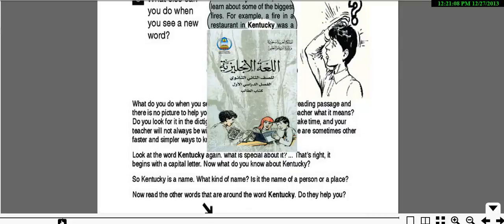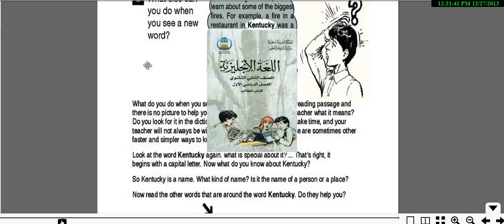What do you do when you see a new word like Kentucky in a reading passage and there is no picture to help you? Do you immediately ask your teacher what it means? Yeah, that's possible for me. Do you look for it in a dictionary? That's possible for me too. I don't know what it is going to be for you. We know that these things take time and your teacher will not always be with you when you are reading. Yeah, shortcuts. Everybody likes shortcuts. There are sometimes other faster and simpler ways to know the meaning of a word.